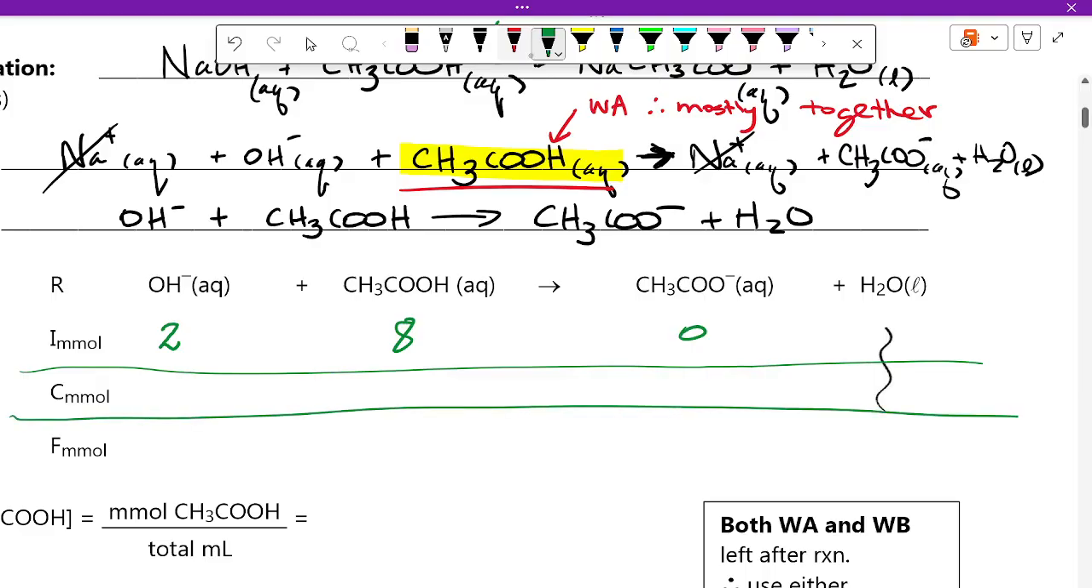What is our change going to be? Change is going to be -2 because we use up all of our limiting reactant. Use it all up. Okay, and that's going to be -2, and that's going to be +2. So we end up with 0 and 6 and 2 millimoles.